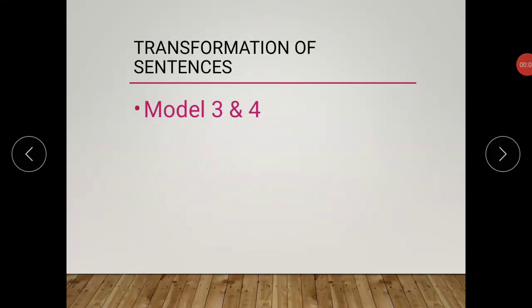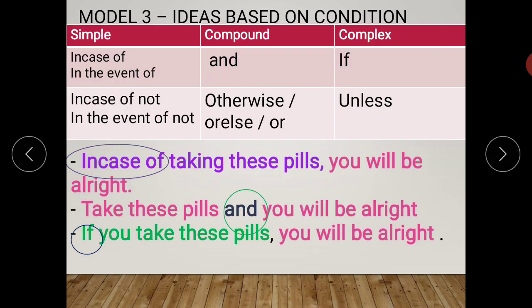Today we are going to learn the same topic, transformation of sentences, model 3 and 4. In the last class we saw model 1 and 2, ideas based on contrast and ideas based on reason. So today we are going to learn ideas based on condition. So what is the clue for that?